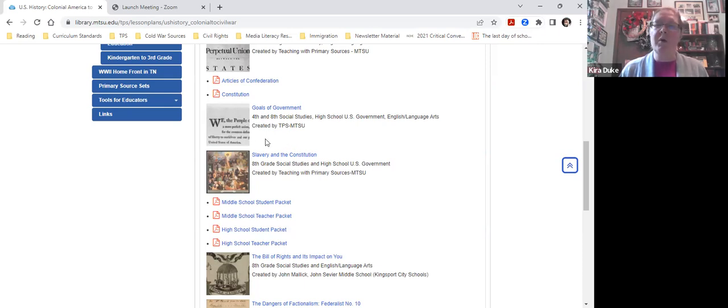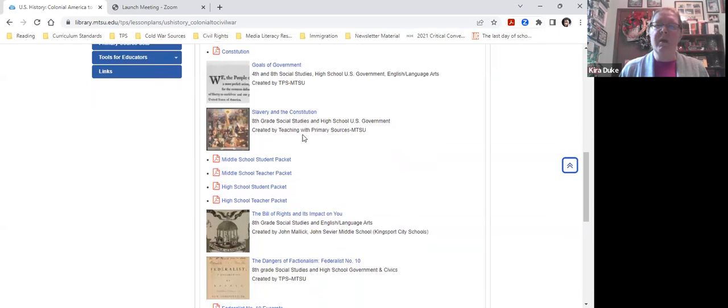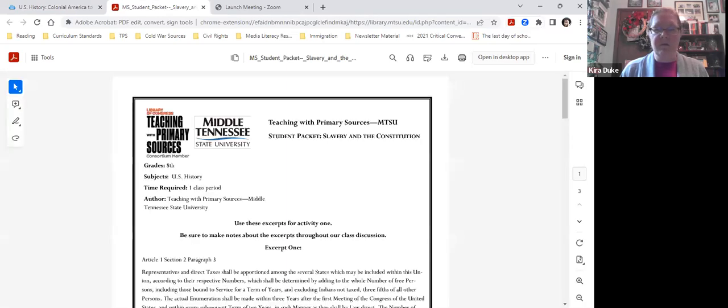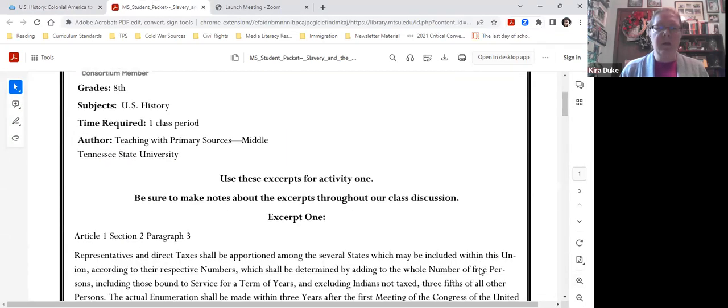So again, that's a one day lesson that you can bring in. I did another one on slavery in the Constitution, and you can see that there are different packets here, one for middle school, for 8th grade here. So this is what that student packet looks like. Let's see, we will expand it here.